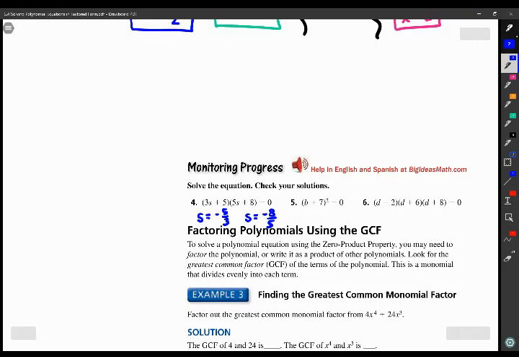So number 4, you should have got -5/3 and -8/5. Number 5, you should have got b is equal to -7. And number 6, you should have had d is equal to 2, d is equal to -6, and d is equal to -8. If you're not sure how you got those, make sure you ask, or how I got those.